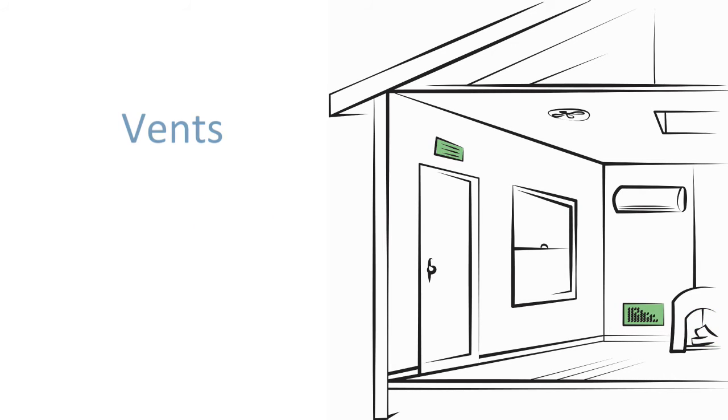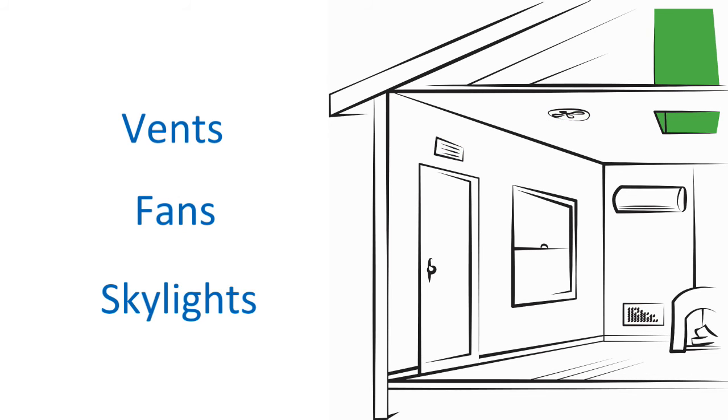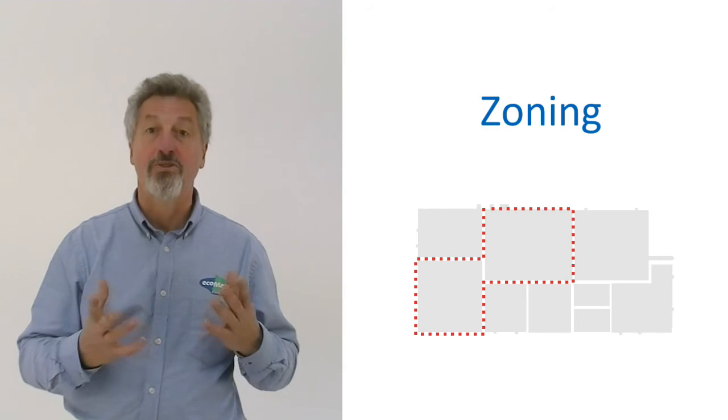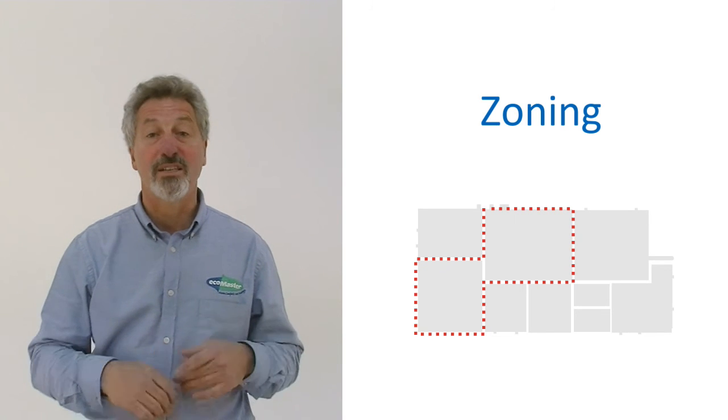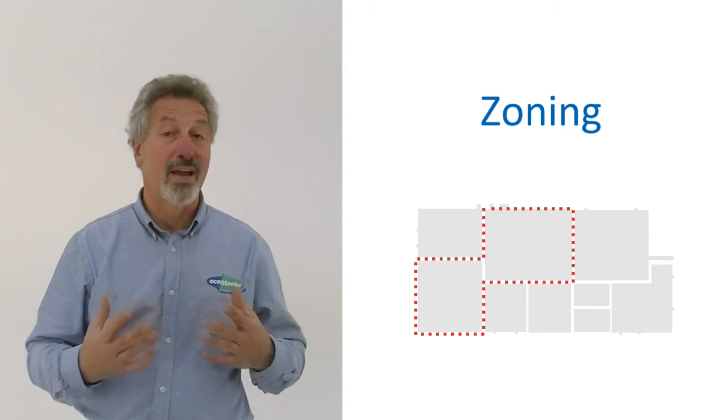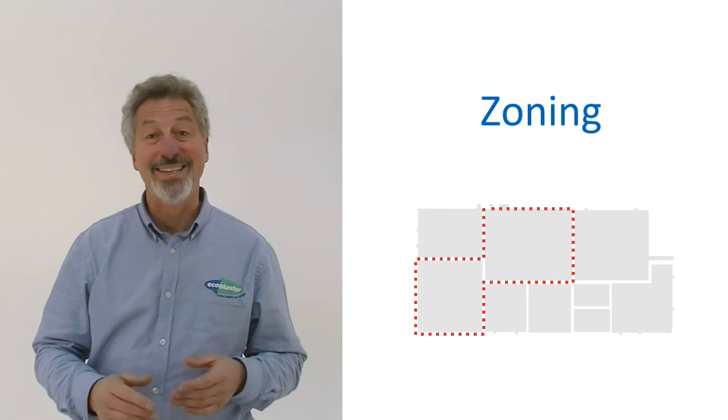We're going to look at vents, fans and skylights. Skylights sometimes highly ventilated. Fans, of course, are often just big holes in the ceiling. And we're going to look at lighting and how it relates to draft. And finally, we're going to look at zoning, which is not a draft in itself, but it's a way to control draft, and it's a way to make your home more energy efficient in some cases.